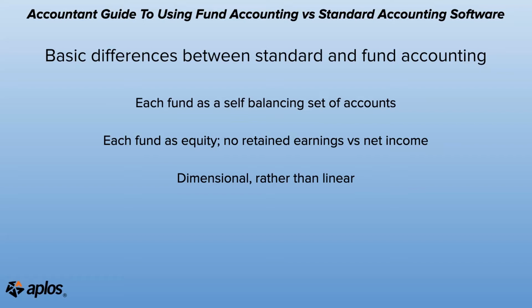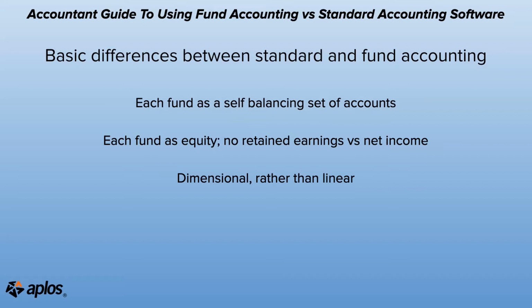And what this kind of implies is that your chart of accounts, rather than being lengthy and linear, is more dimensional. So when creating a chart of accounts for a fund accounting system, you don't necessarily have to add a ton of the detail in a vertical manner. You don't have to add more income and expense accounts or things like that to track the level of detail that you need. Instead, what you're doing is adding dimension.